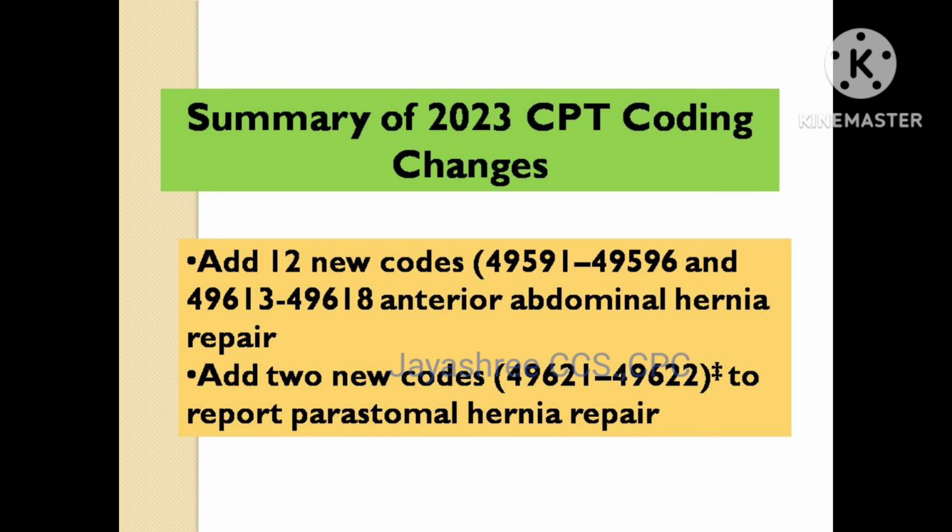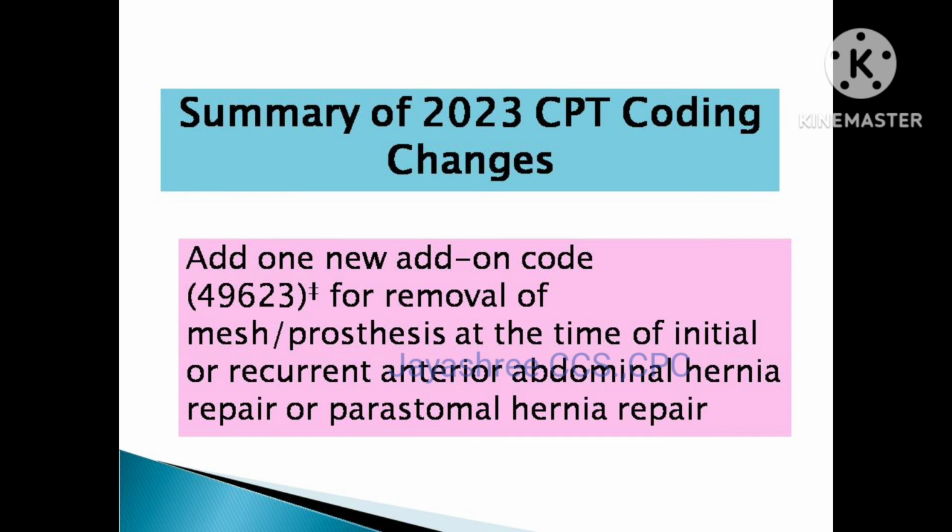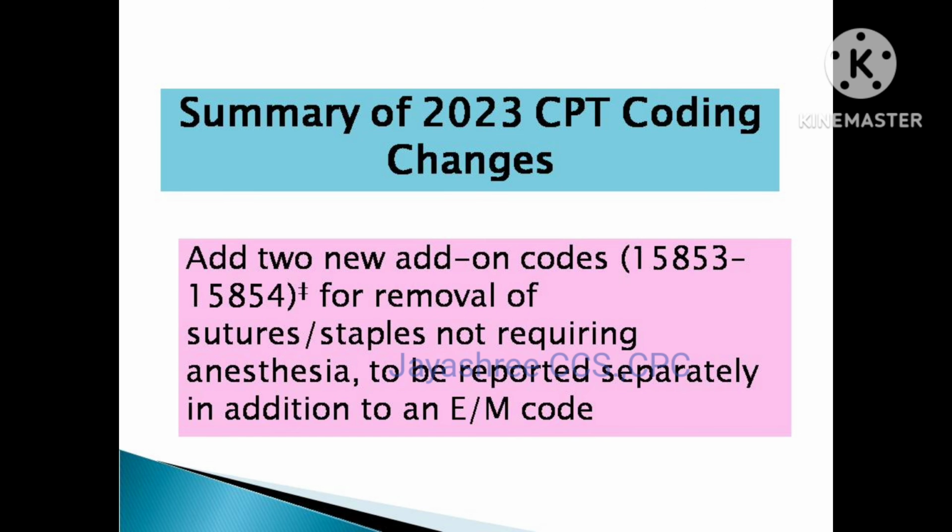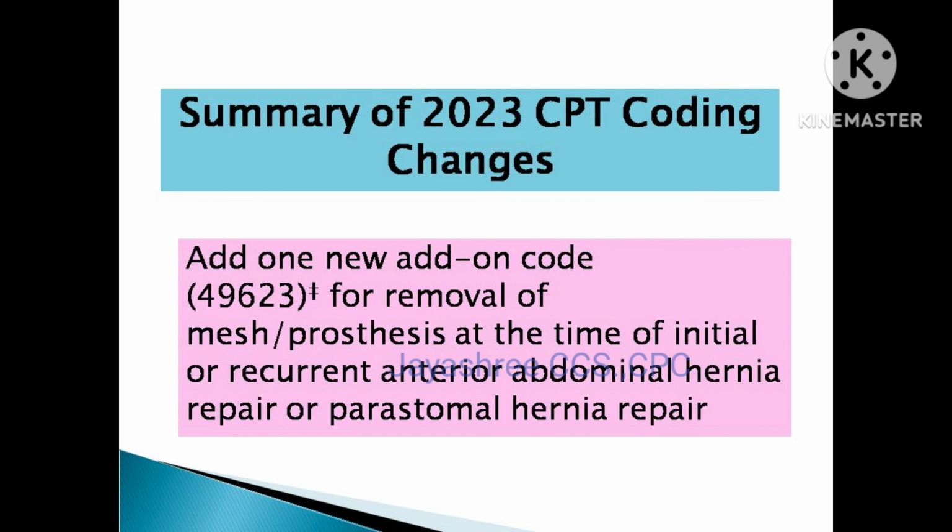Okay, then one new add-on code 49623 was added for removal of mesh or prosthesis at the time of initial or recurrent anterior abdominal hernia repair or parastomal hernia repair. So whenever the surgeon is doing an anterior abdominal hernia repair or parastomal hernia repair and is also removing previous mesh with this procedure, a code for removal has been newly introduced in the 2023 CPT edition.